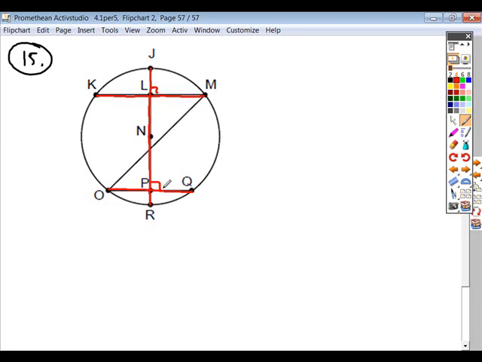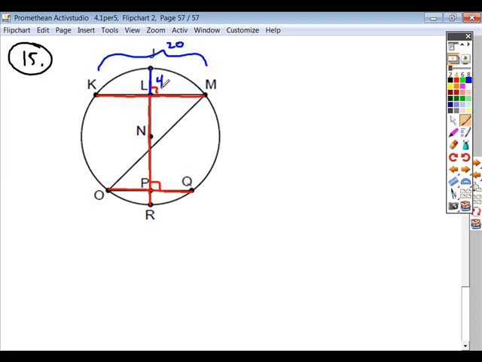And then they tell you that this whole distance from M to K is 20, and this segment here, L to J, is 4. And they want you to find LR.